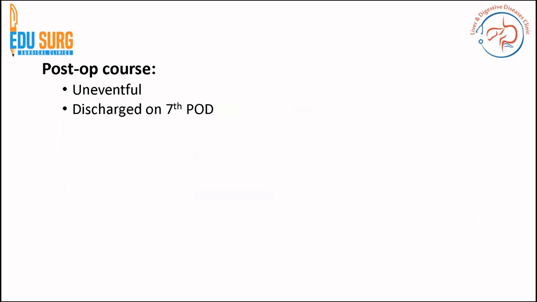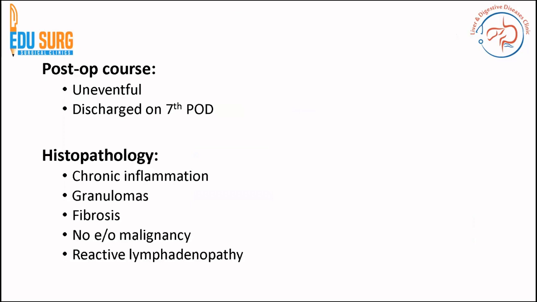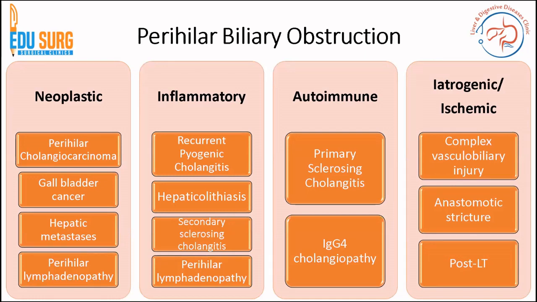The post-op course was uneventful. She was discharged quite early. And the histopathology showed only chronic inflammation with granulomas. There was no evidence of any malignancy. So this is the part where things start to get a little unexpected, and this is why we are having this presentation. So perihilar biliary obstruction, yes, most commonly it is neoplastic, and perihilar cholangiocarcinoma is the commonest cause.